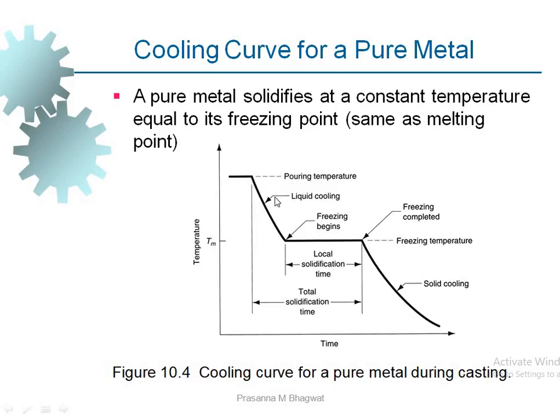This is the pouring temperature. This line indicates the liquid cooling, and this is the constant temperature portion, where local solidification will start. From here freezing begins and here freezing ends, and from here the metal will again start cooling. This is called solid cooling, this is liquid cooling, and this is the local solidification time. From this point to this point is the total solidification time required for cooling the casting.